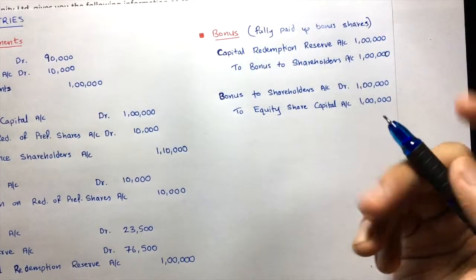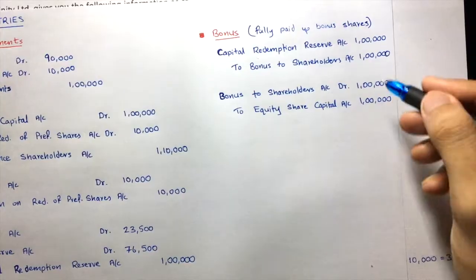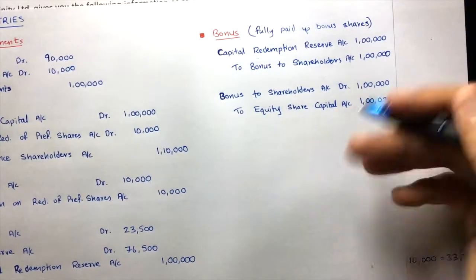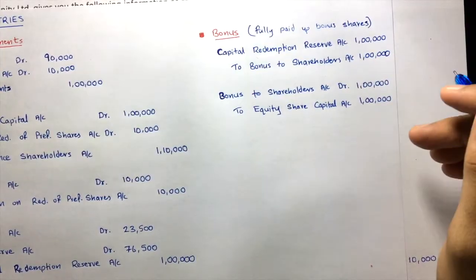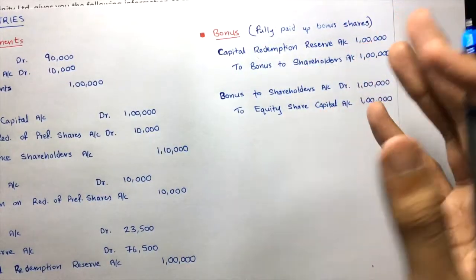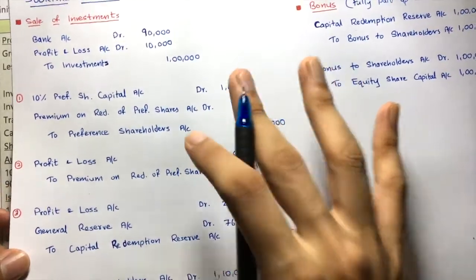Really simple, 2 entries. CRR to bonus to shareholders account, and then bonus to shareholders account debit to equity share capital. Capital is being credited, that means equity share capital has increased. Is that clear? And bonus is always issued in relation with equity shares only, not preference shares.